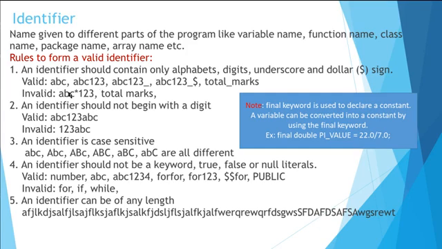You can see that an identifier cannot have a space in it. Total and marks cannot be one identifier. It cannot have a space between them.